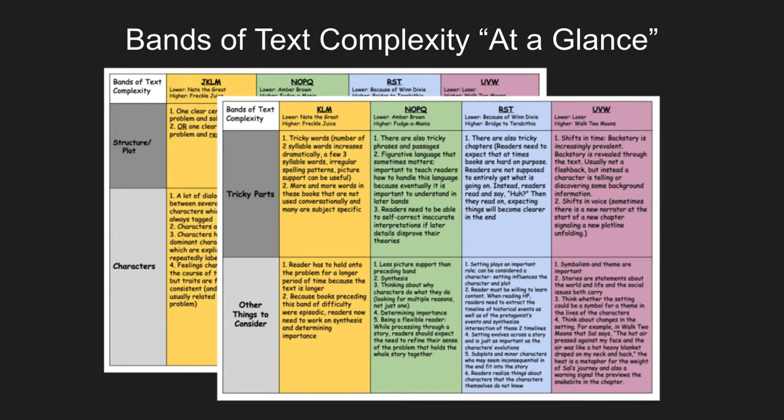I also encourage you to keep a bands of text complexity at a glance. So what are some key features of, let's say, a NOPQ book? So everything in the NOPQ band, though Q might have more difficult language than N, the content of those books are all very similar. They all have similar elements to their tricky parts. Their structure and plot are all very similar, and the character development patterns are all very similar. So this will let you know what to expect. Also, you can take a look ahead at like an RST and see what is it that this child is going to need in order to bump them up to the next band. It's not just their ability to decode words. They need to be able to understand RST text types.